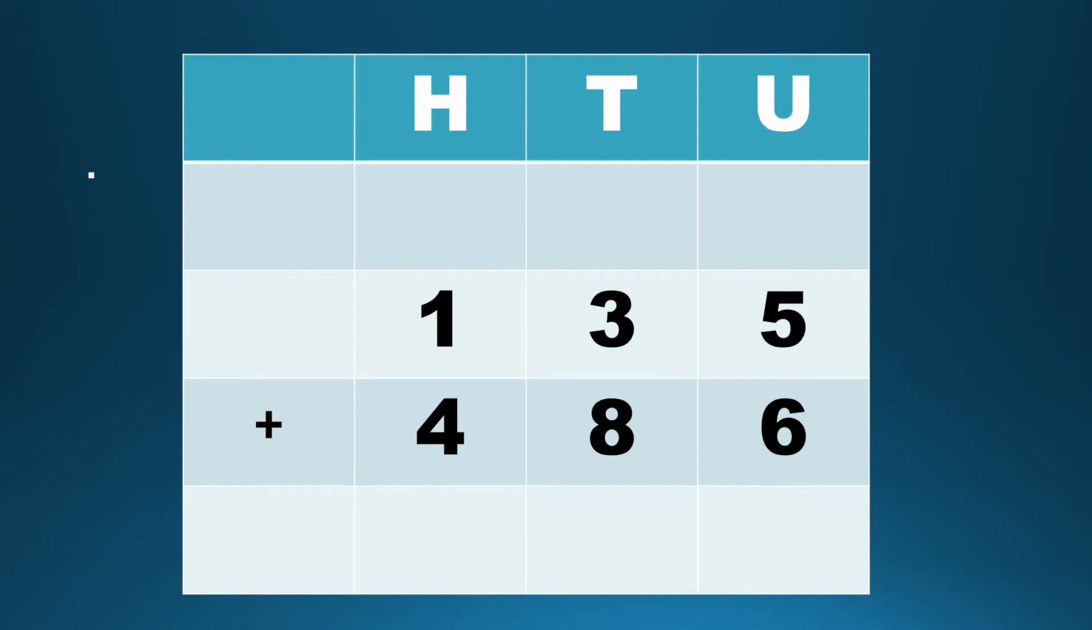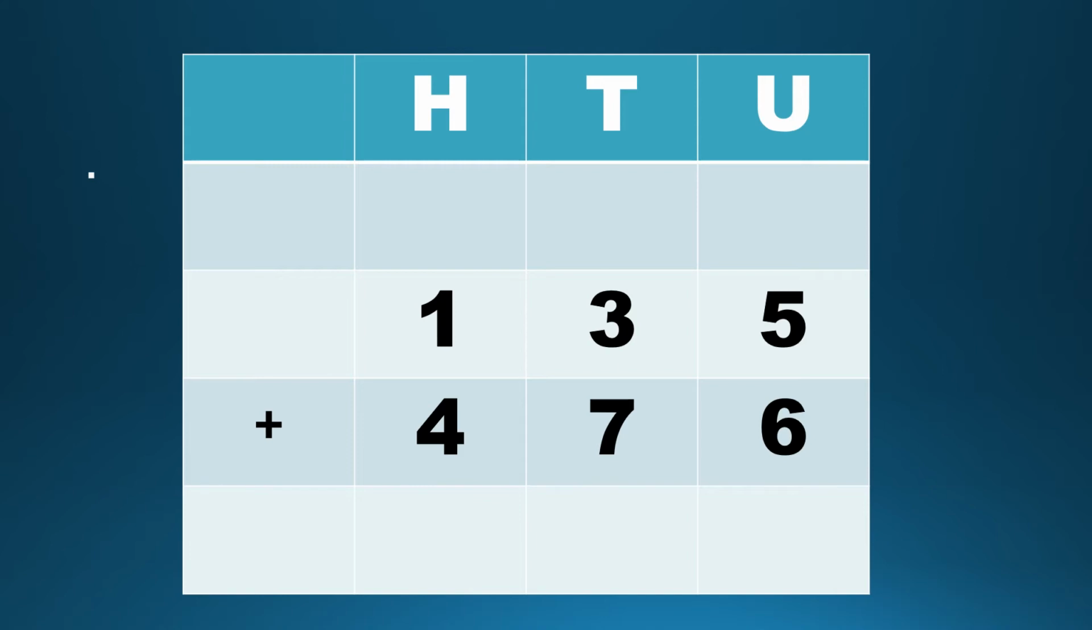Let us add 135 plus 486. 5 plus 6 is 11. 3 plus 8 plus the 1 carryover is 12. So we carry over 1 to the hundreds place. So we have 1 plus 4 plus the carryover. The answer is 6.